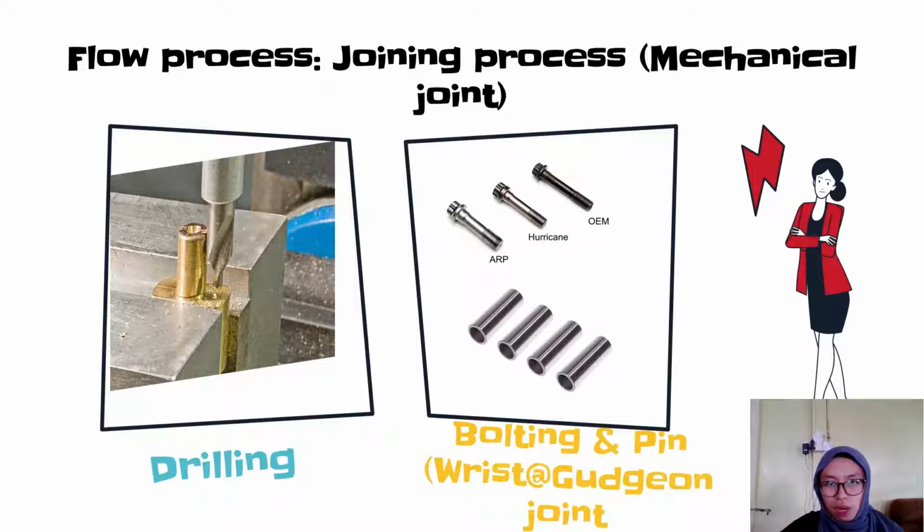For the bolting part, we use high tensile bolts to link the connecting rod with the rod cap, and these bolts are stronger than other bolts for joining this product. For the pin part, we use the wrist pin, or another name gudgeon pin, that connects the piston head to the connecting rod. This pin prevents the cylinder wall from scoring.